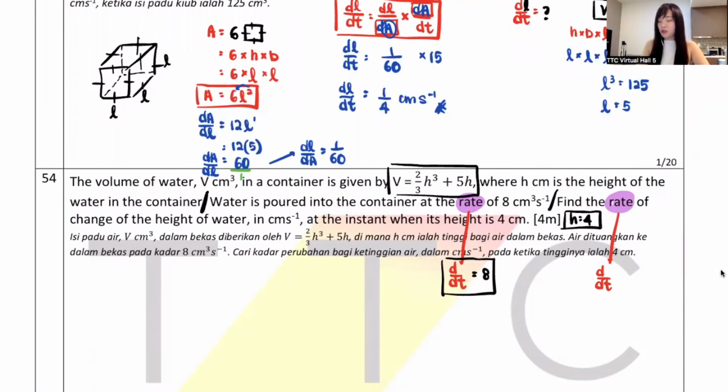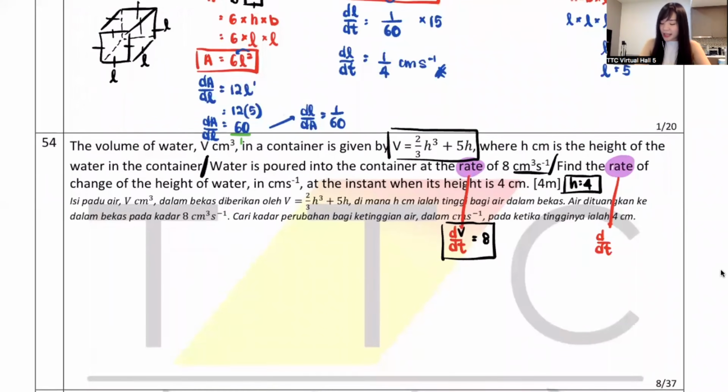If I look back to the unit, I realize they write cm cube. There's not much that can write cm cube. I think only volume can write cm cube. Cm square, area. Cm cube, 100% is volume. So this would be dv dt. Understand? They say volume, then it's dv dt.